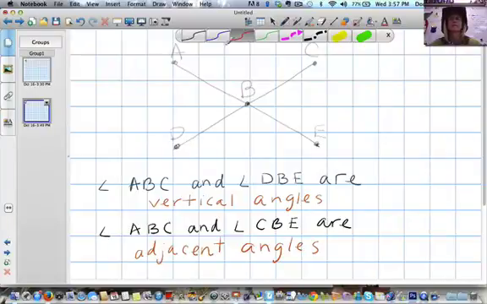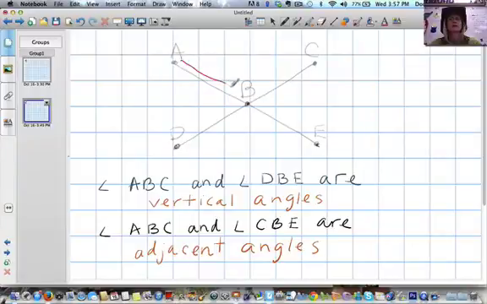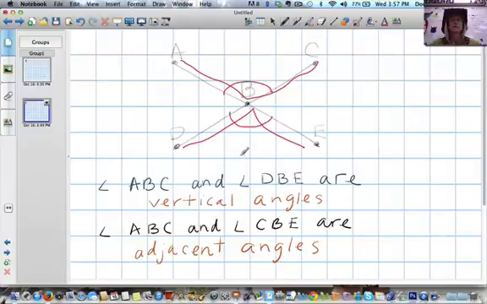Let's do that. So angle ABC, that one, and angle DBE, the one on the bottom there, these two angles are what we refer to as vertical angles or opposite angles. It's another name for it. Maybe write that over here. So these are called opposite angles or vertical angles.